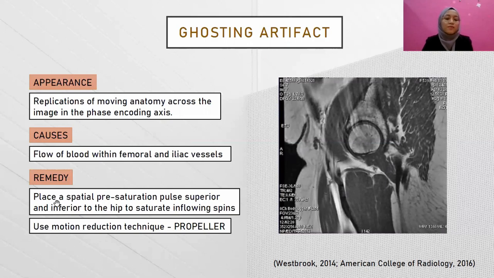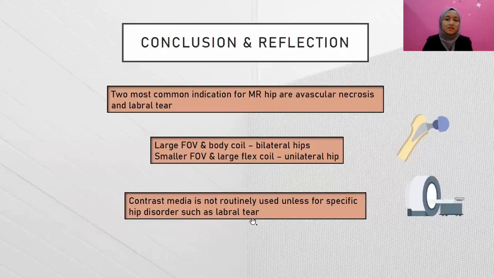And the remedy is to place a special pre-saturation pulse superior and inferior to the hip to saturate the inflowing spins. Or we can use motion reduction techniques such as PROPELLER.